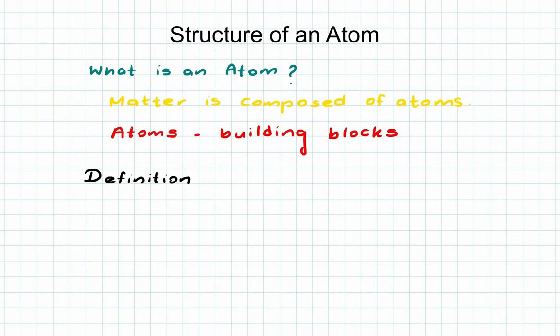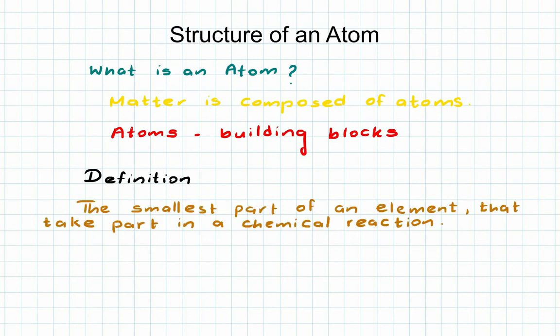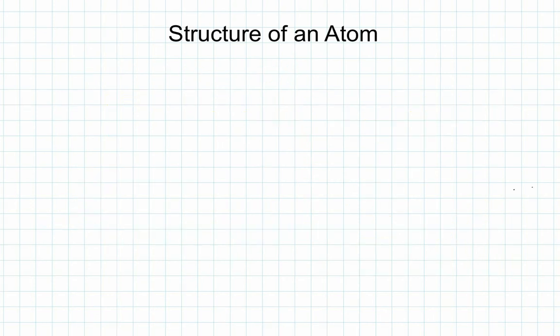So, what does an atom mean? An atom is the smallest part of an element that takes part in a chemical reaction. So, this is going to be the definition of the word atom. The smallest part of an element that takes part in a chemical reaction. Let's look at the atomic structure.